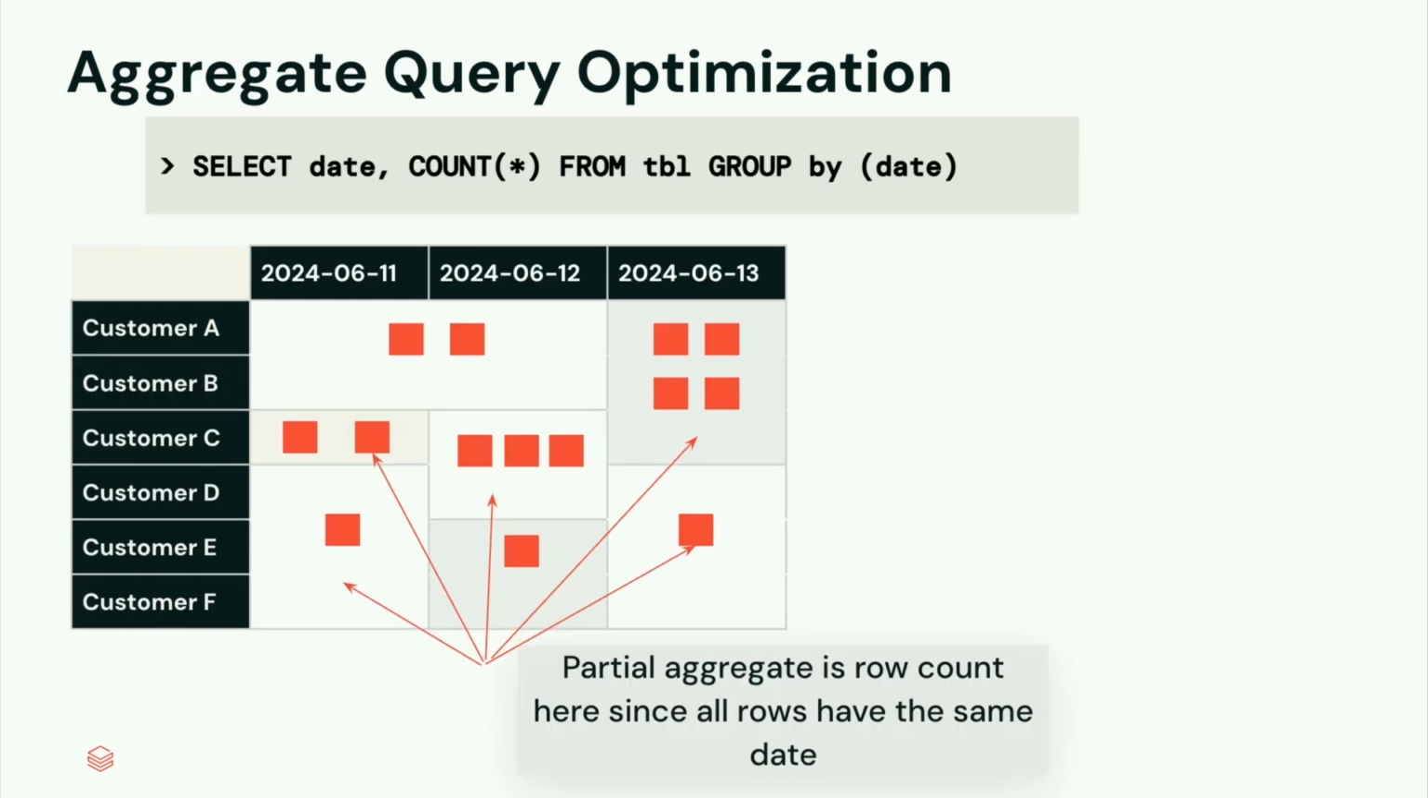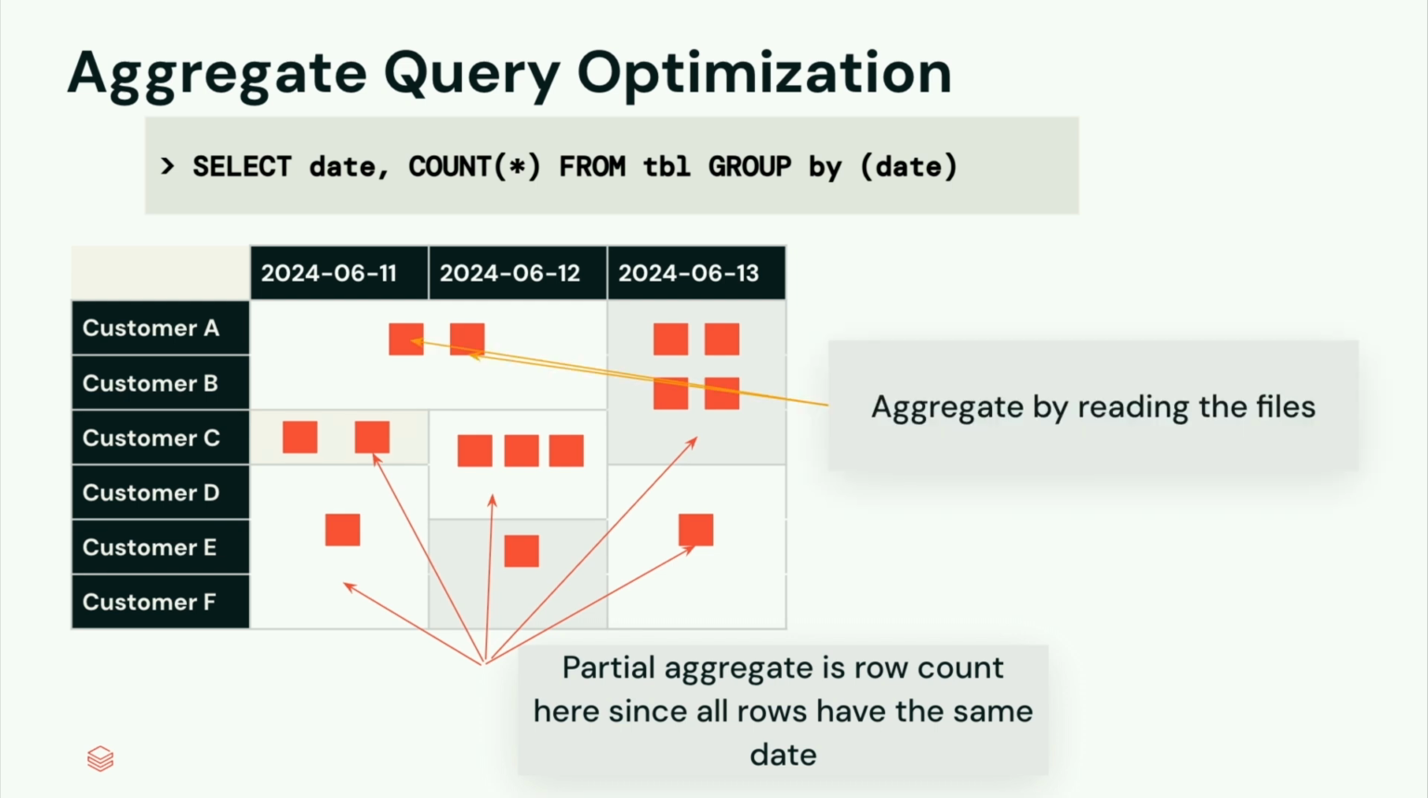And how this basically works is, let's take the same table we had previously. One thing you observe here is there are some files where the entire file contains a single day, right? For example, in the June 11th file, all the rows will be June 11th. So the partial aggregate for that file can be simplified as the row count. And row count is something that's already available in the metadata. So we can get the partial aggregates without even reading these files.